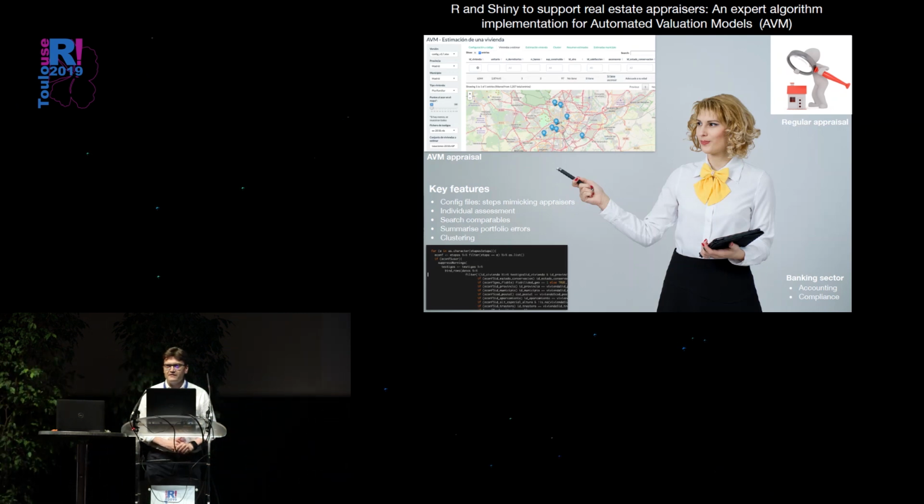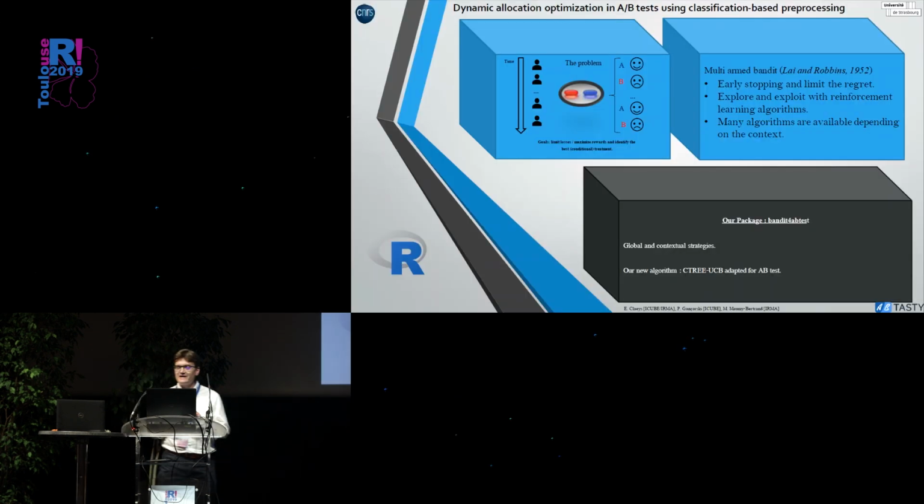Good afternoon. The banking sector needs to assess their real estate portfolio, not only for accounting purposes, but also for regulation compliance. In regular appraisals, the classical approach, the appraiser needs to go to visit the property and look for so-called comparables. But for mass valuation, automated valuation models are allowed and permitted. And we have developed an expert algorithm.